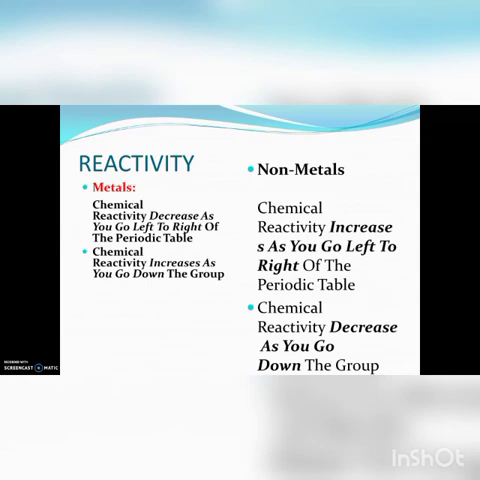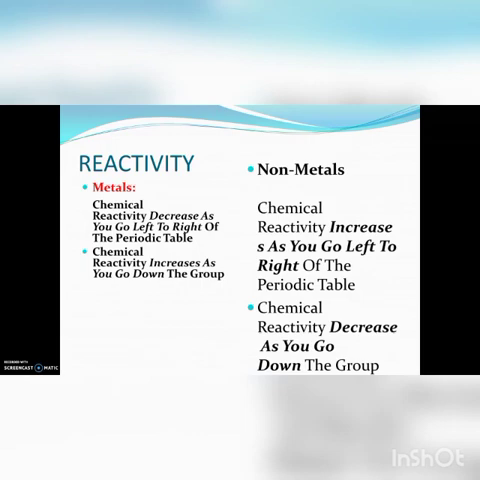In the case of metals, we know in the periodic table, on the left side there are more metals. Moving left to right, the metallic character decreases. In the case of metals, the chemical reactivity decreases as you go left to right of the periodic table. Why? Because moving left to right, ionization energy increases. Why is it increasing? The size of the atom decreases and effective nuclear charge increases.